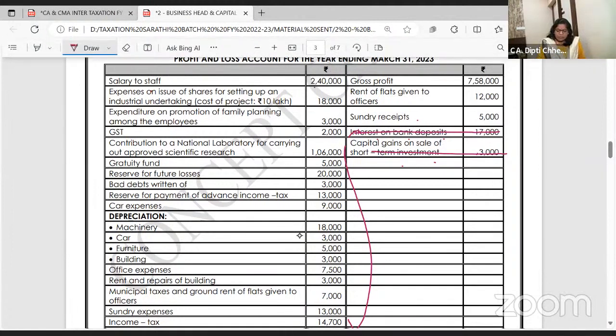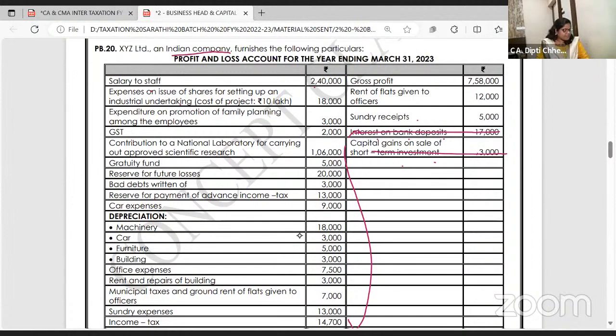Salary to staff allowed. Expenses on issue of shares. Okay. Issue of shares, say related expense. So these are like preliminary expense. And cost of the project is 10 lakh. तो उसका 5% is allowed maximum. तो ये तो 18,000 ही है, कम है उससे. Of course, I'll give you running notes for all this. I'm just discussing the problem already. So out of 18 preliminary expense, how much will be allowed? 1/5. So how much is added back or disallowed? 4/5.